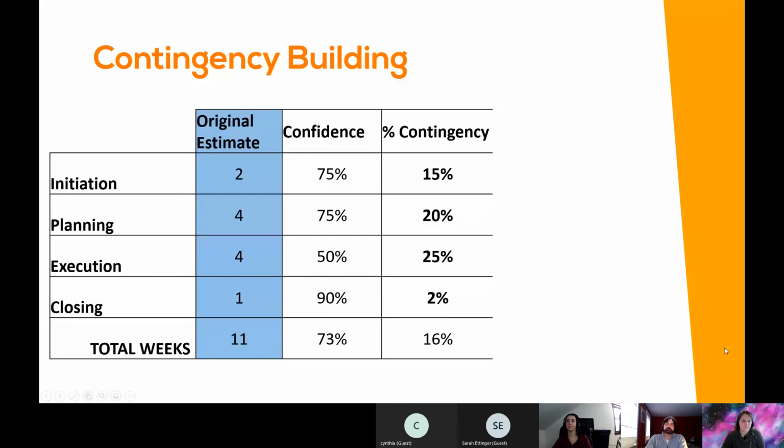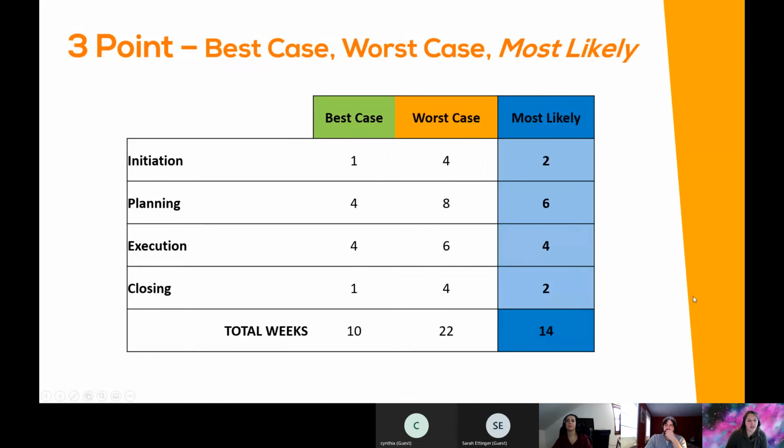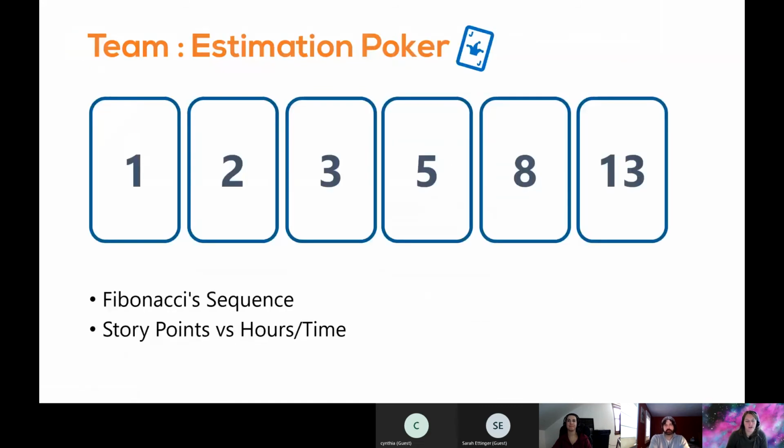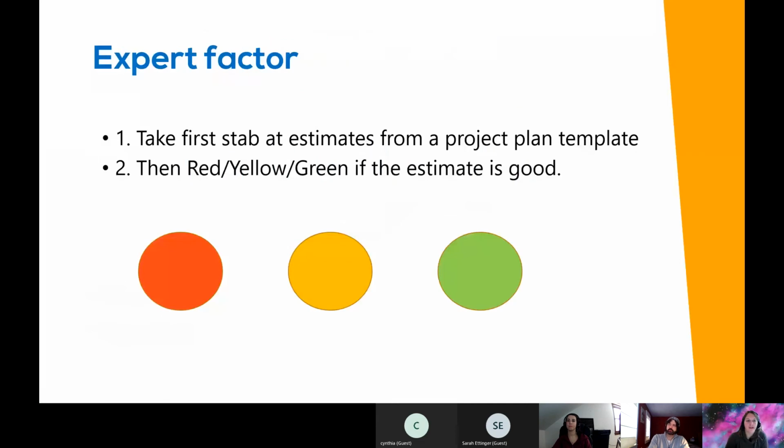All righty. So we've talked about 3-point estimation: best case, worst case, most likely case, so you're providing a range. We've talked about a team process, estimation poker, where people give instincts and you look for outliers. We've talked about the expert factor, where someone gives the first pass and then others say, red, yellow, green: do you think this is accurate or not?